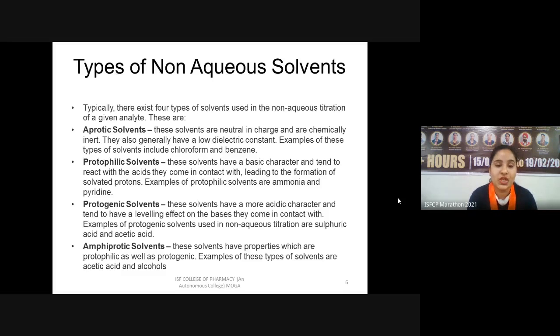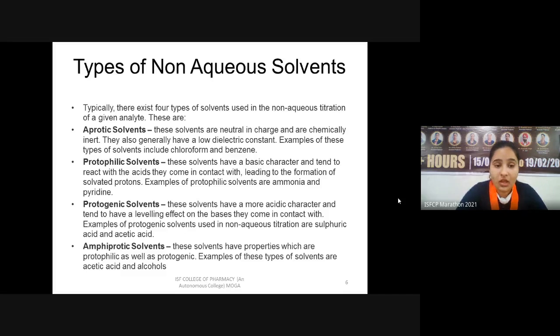What happens in the case of protophilic solvents is that, because of the basic character, due to the lone pair of electrons present on them, they have a tendency to attract the proton towards themselves. And when the protons attract with the electrons, they solvate that solvent molecule, and hence lead to the formation of solvated protons.